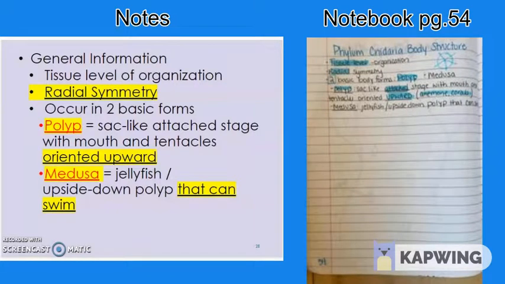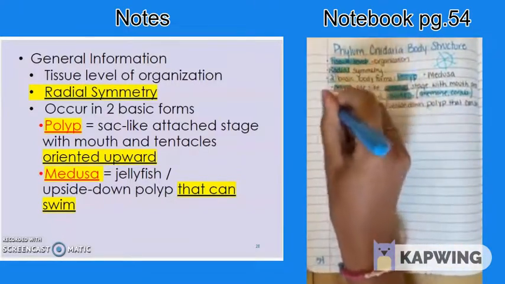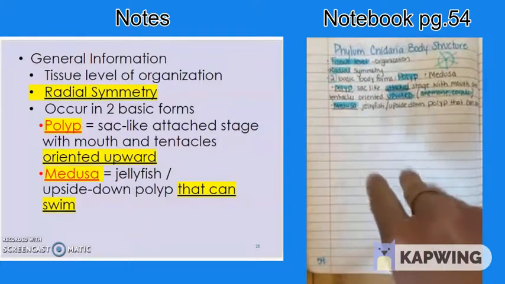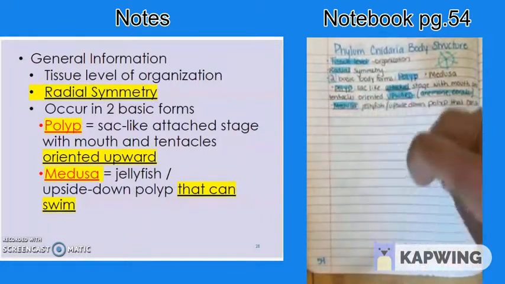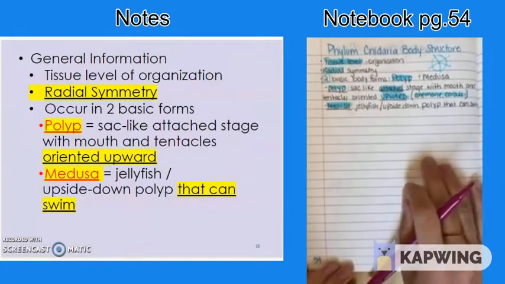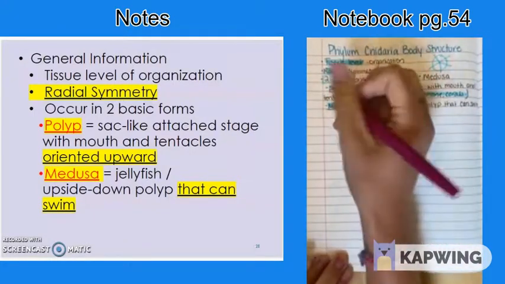The other type of basic body form of a Cnidarian is a medusa. And I always like to remember this by kind of making an M with your fingers and pointing it down. So medusa is like our jellyfish, and these are upside down polyps that can actually swim. So our polyp is the attached stage. It's attached at a substrate on a surface with the mouth and the tentacles facing upwards. And then the medusa is the jellyfish form where your polyp is basically upside down and it can swim.